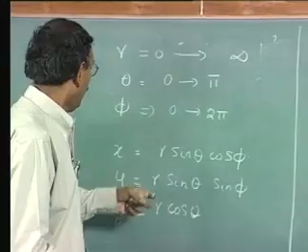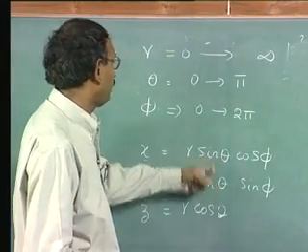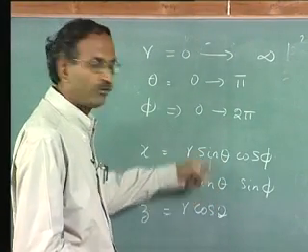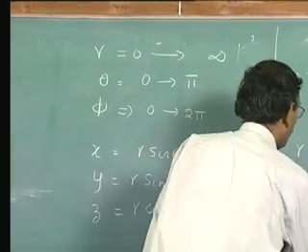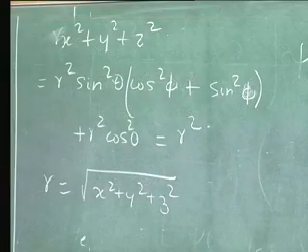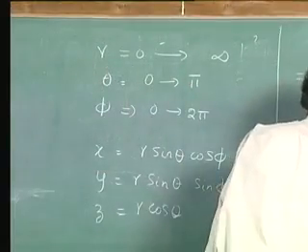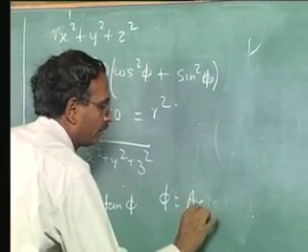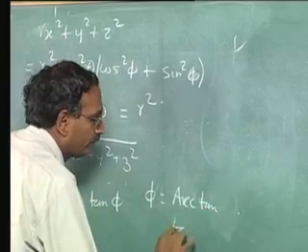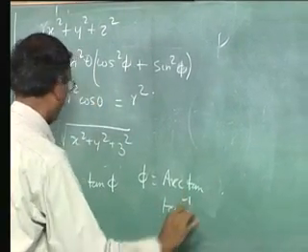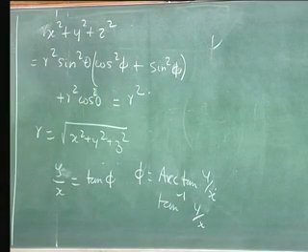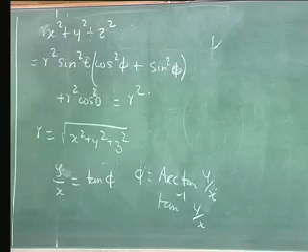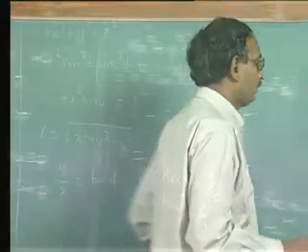If you take the ratio of y by x, you get tan phi. Y by x is tan phi, or phi is tan inverse y by x. So, now you can express r in terms of x, y, z, phi in terms of x, y, z, and the last one is of course theta.